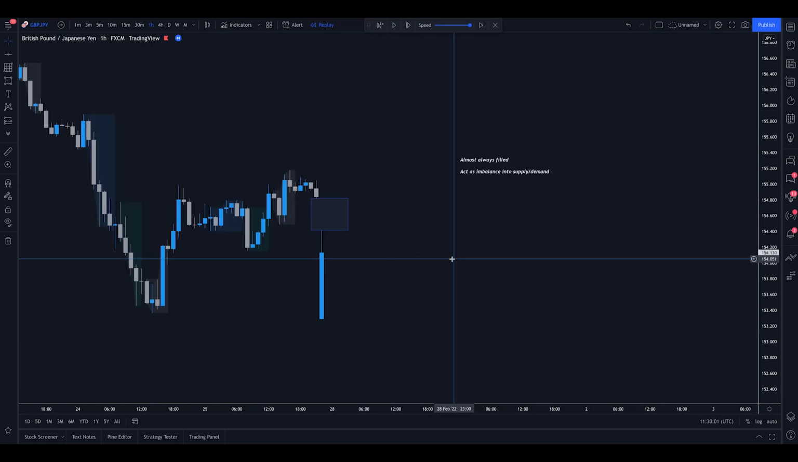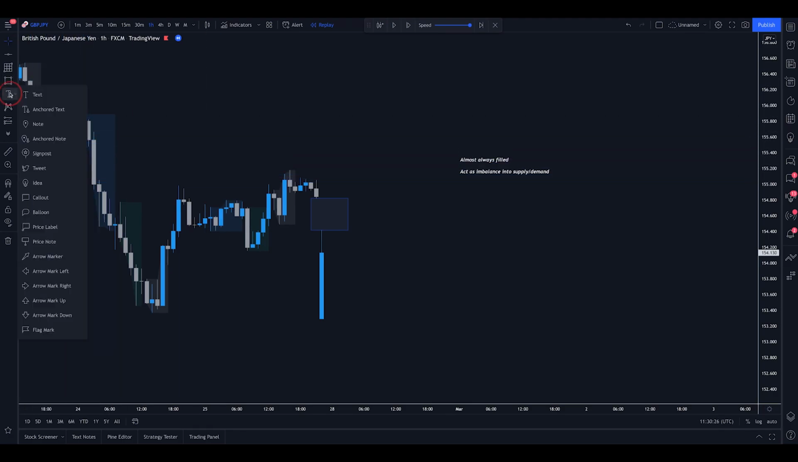There are two major characteristics that I've found from my personal experience over the years and also through my testing that generally always happen, or most of the time happen, with gaps. These two characteristics are that they are almost always filled and that they almost always act as an imbalance into a supply or demand zone. So what I mean by this is, when we are looking at imbalanced supply and demand, for example this supply zone here with a large imbalance into it, we generally expect that when that area is filled, we are going to see a reversal.